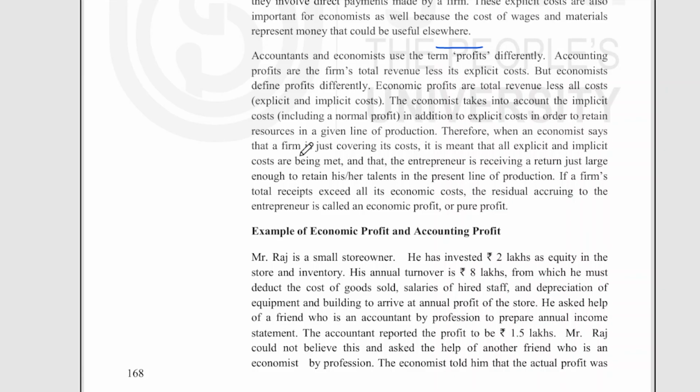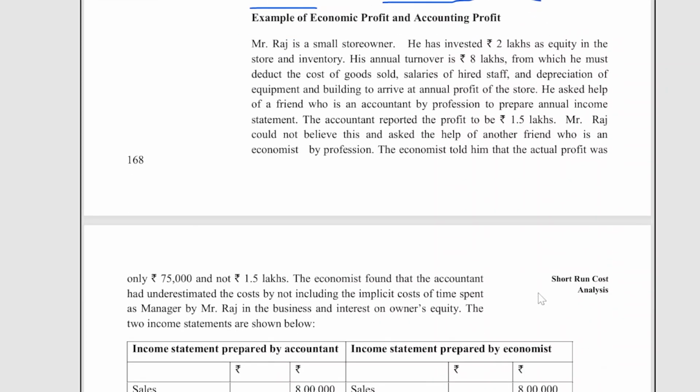Therefore, when an economist says that a firm is just covering its cost, it means that all explicit and implicit costs are being met, and that the entrepreneur is receiving a return just large enough to retain his or her talent in the present line of production. If a firm's total receipts exceed all its economic cost, the residual accruing to the entrepreneur is called an economic profit or pure profit. An example of economic profit and accounting profit is here. Please go through your study material, this is MMPC 010 unit 8. Okay, so you will get more idea.